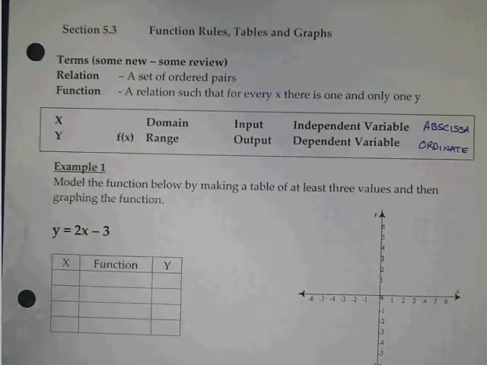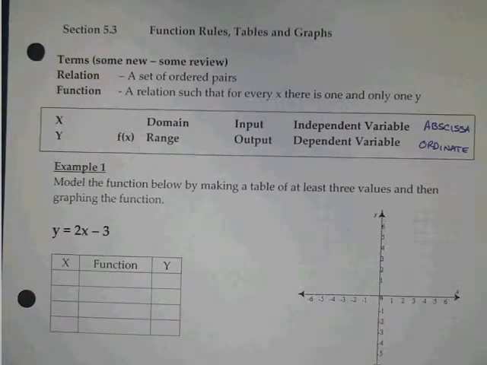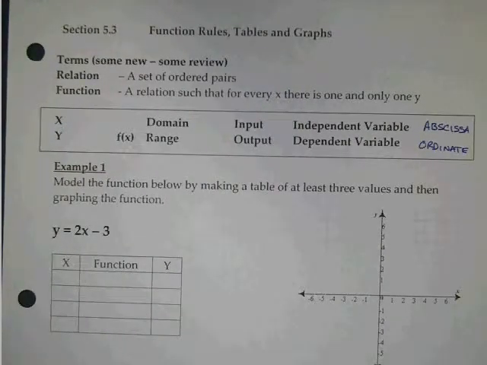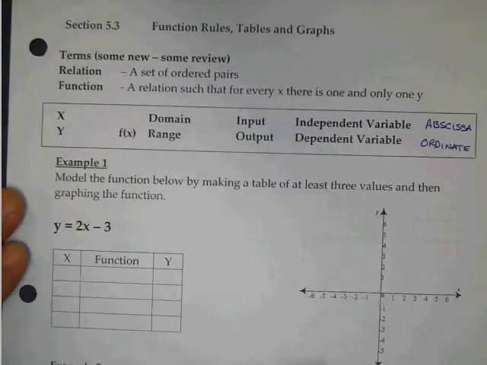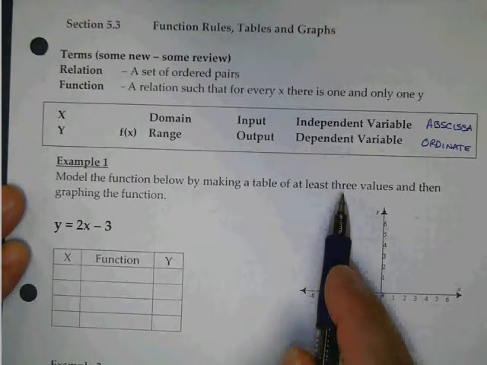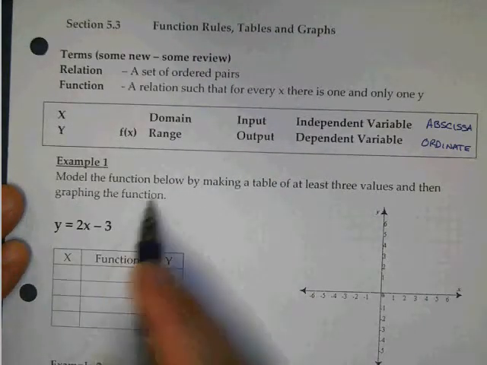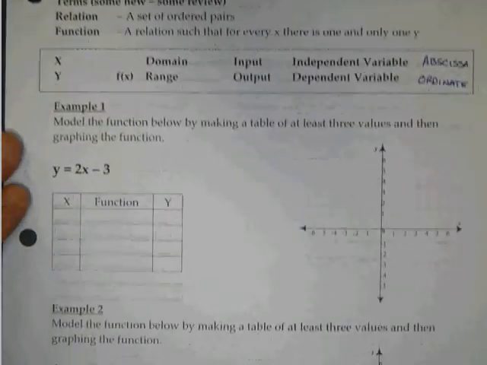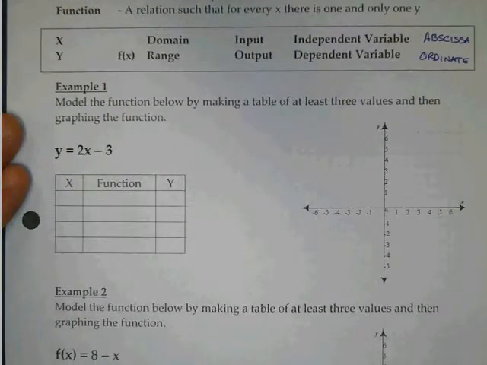What's the best way to remember the function idea of all of our illustrations that work for you? Remember that birthday idea? Every person can have how many birthdays? One. And only one. So, okay. Here we go. Model the function by making a table of at least 3 values and then graphing the function. So, we're going to try to graph our function. Some of you have done this before, so maybe some of you haven't.